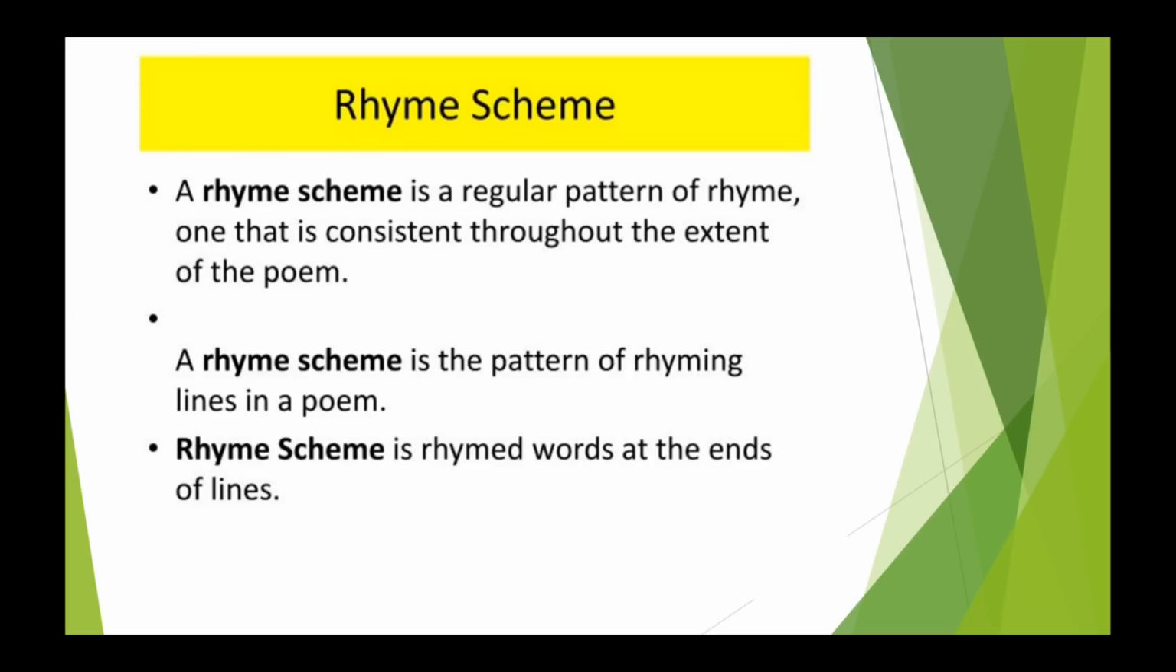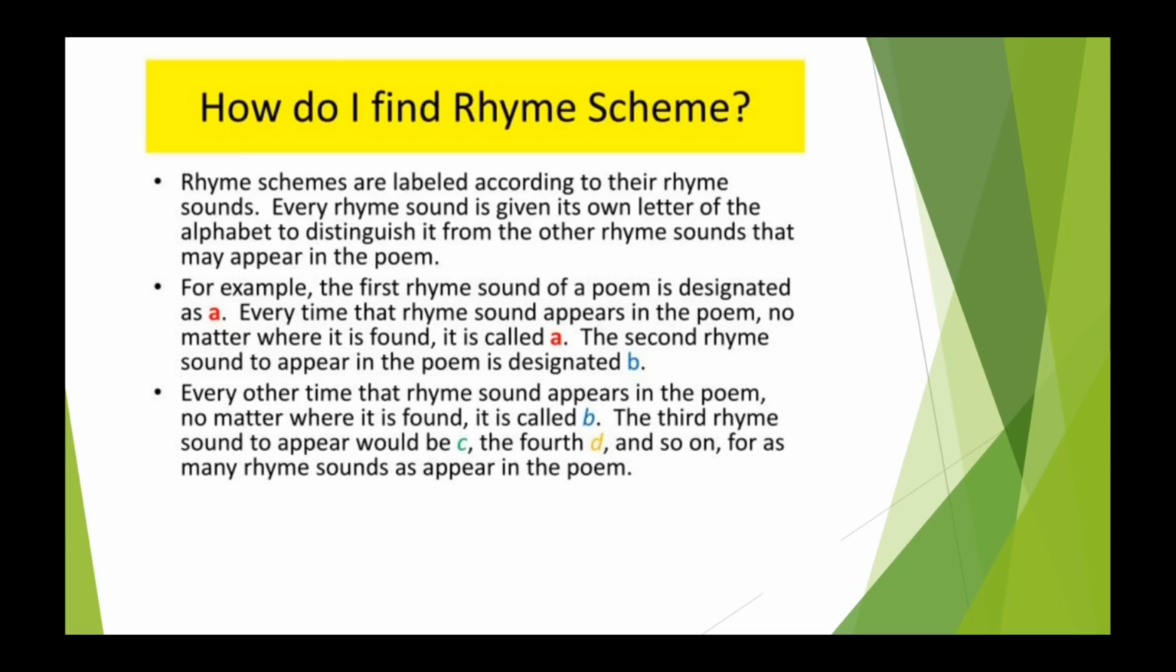So let's see how we can find the rhyme scheme in a poem. Rhyme schemes are labeled according to their rhyme sounds. Every rhyme sound is given its own letter of the alphabet to distinguish it from the other rhyme sounds that may appear in the poem. For example, the first rhyme sound of a poem is designated as A. Every time that rhyme sound appears in the poem, no matter where it is found, it is called A.